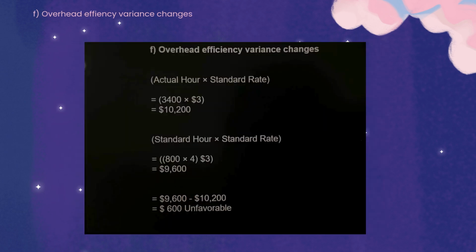And then for question F, the overhead efficiency variance. The first step is actual hours times standard rate, which is 3,400 times 3, and the answer is 10,200. Then standard hours times standard rate, which is 800 times 4, and then times 3, we get the answer 9,600. Then 9,600 minus 10,200. So we got the final answer, 600 unfavorable.